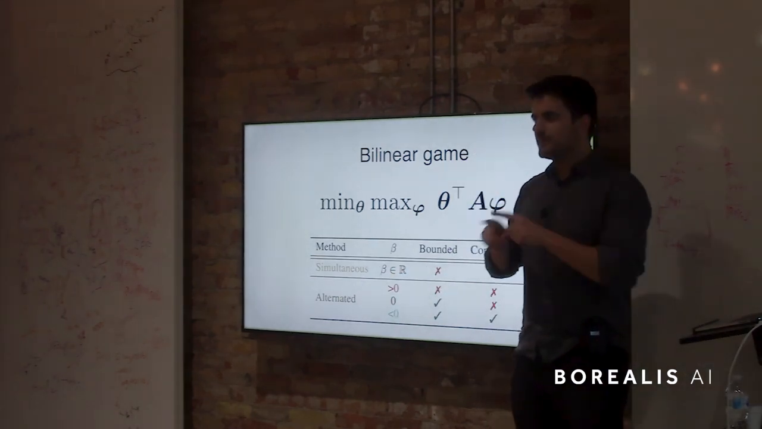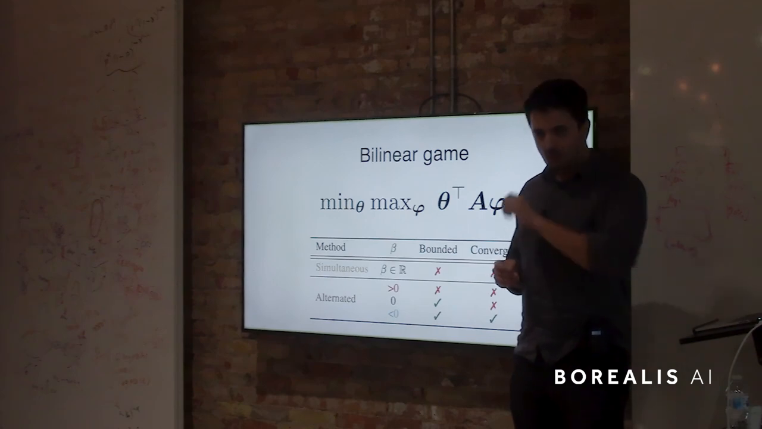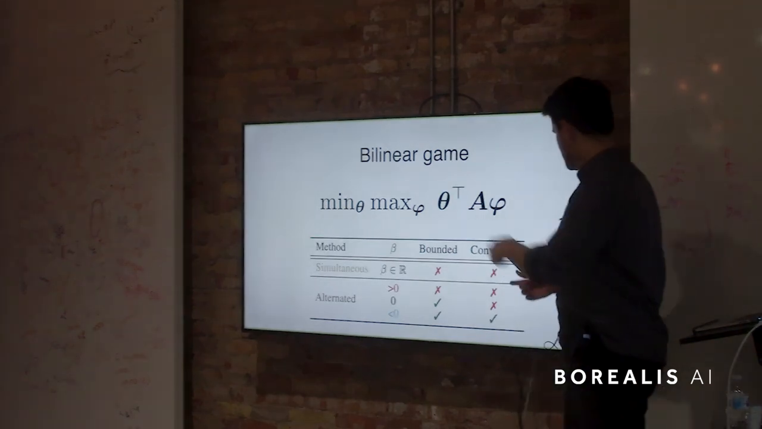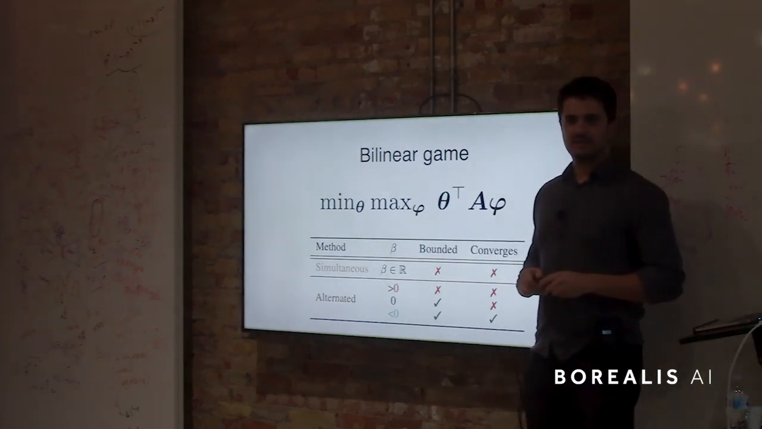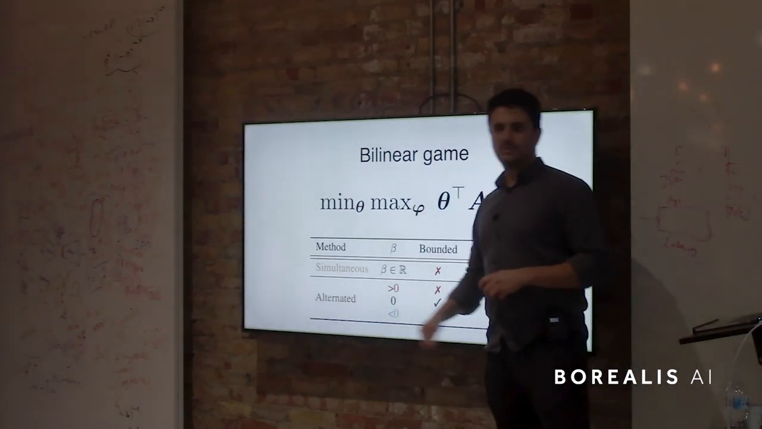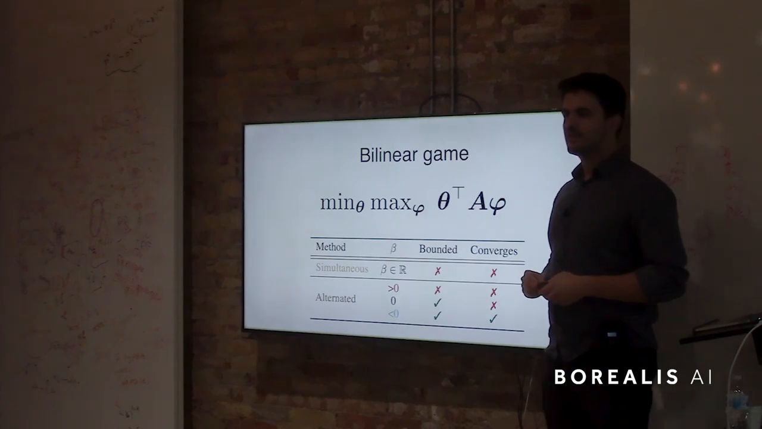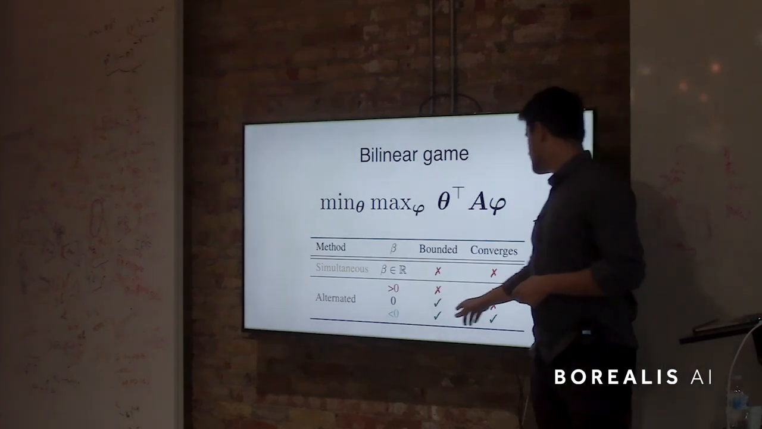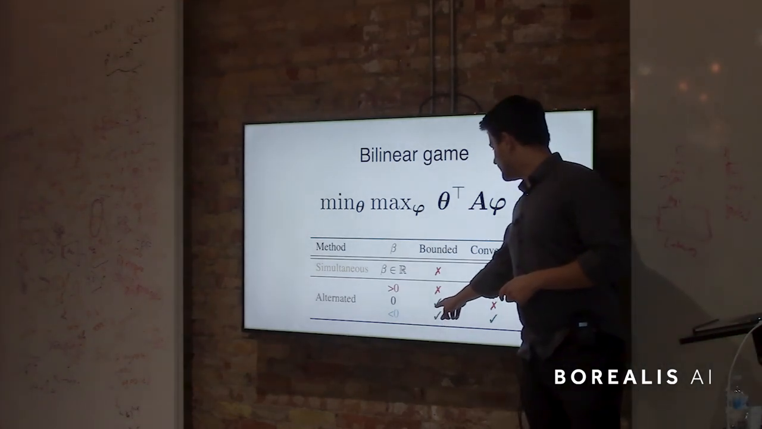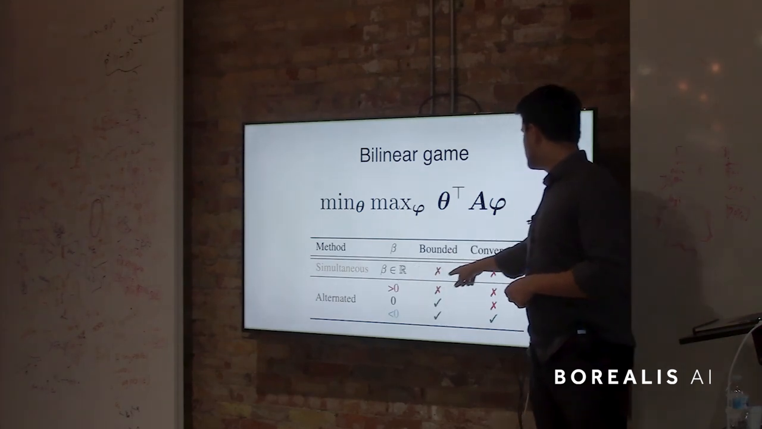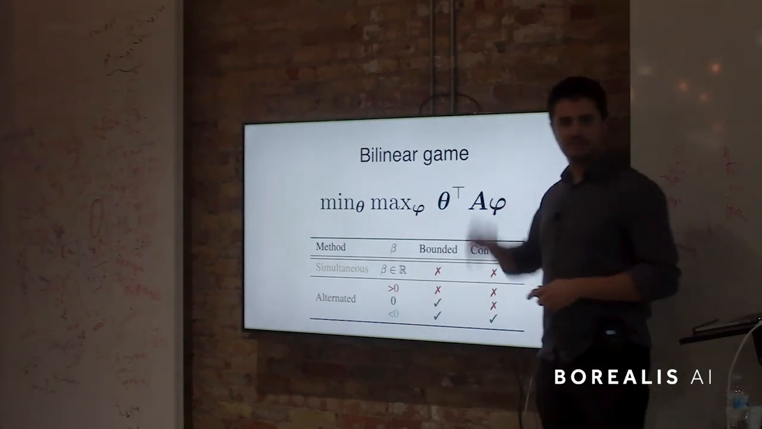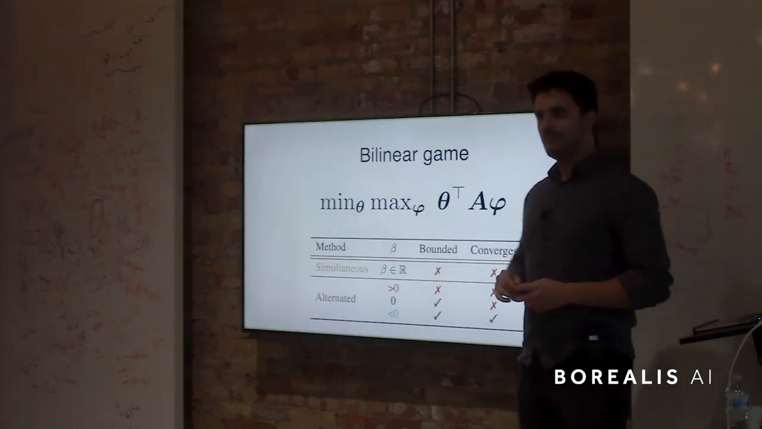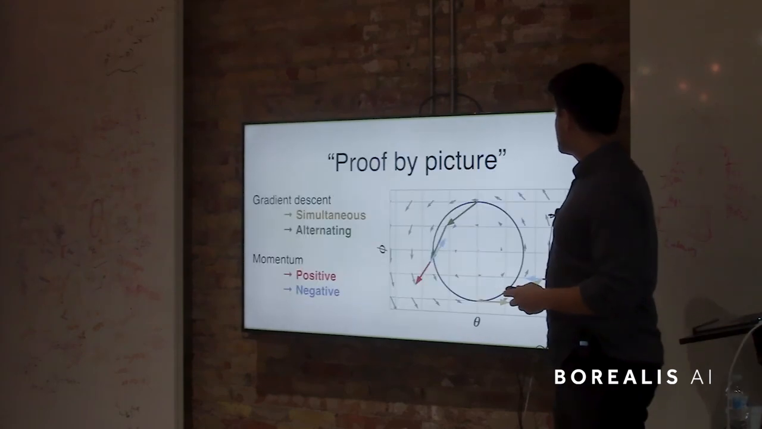In this specific setting, the only solution that gives us convergence is an alternating gradient descent approach with a negative momentum value. Everything else does not converge. In the best case, we get boundedness, something that does not diverge. But if you use simultaneous, it'll diverge. If you use alternating with positive momentum, it'll diverge, and so on and so forth. So that's the first result.